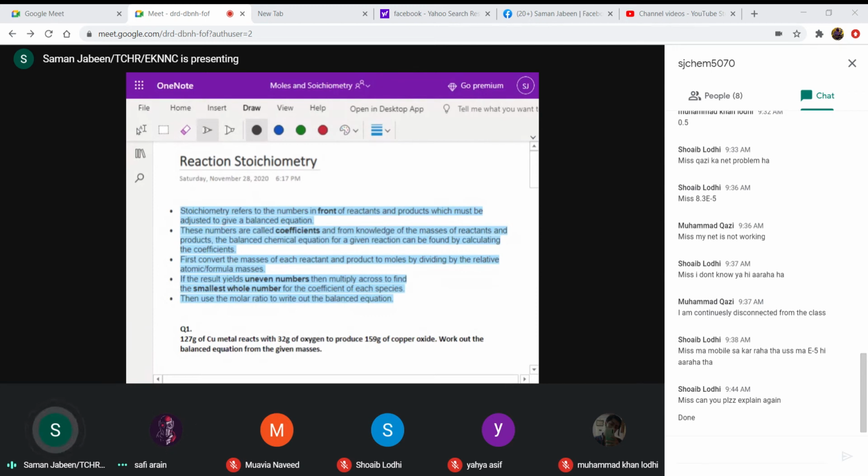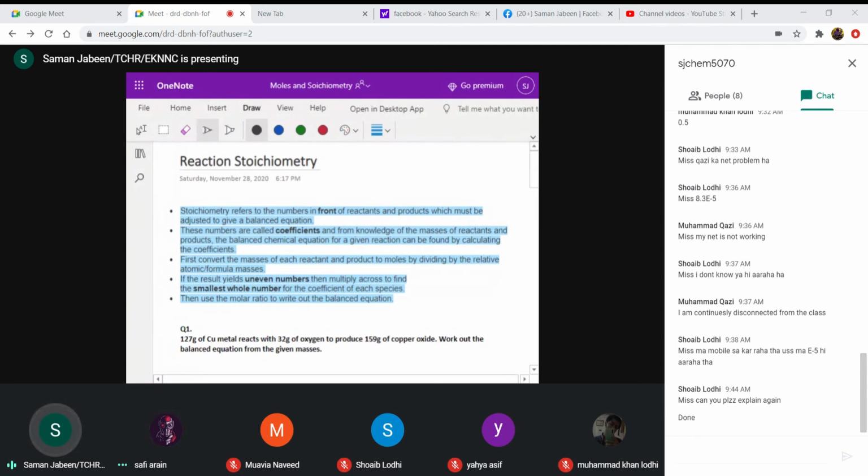Now what you will do is divide every gram by the AR of the element and find out the number of moles. First step, find out the number of moles. What is the formula for the moles? Mass upon AR or MR.